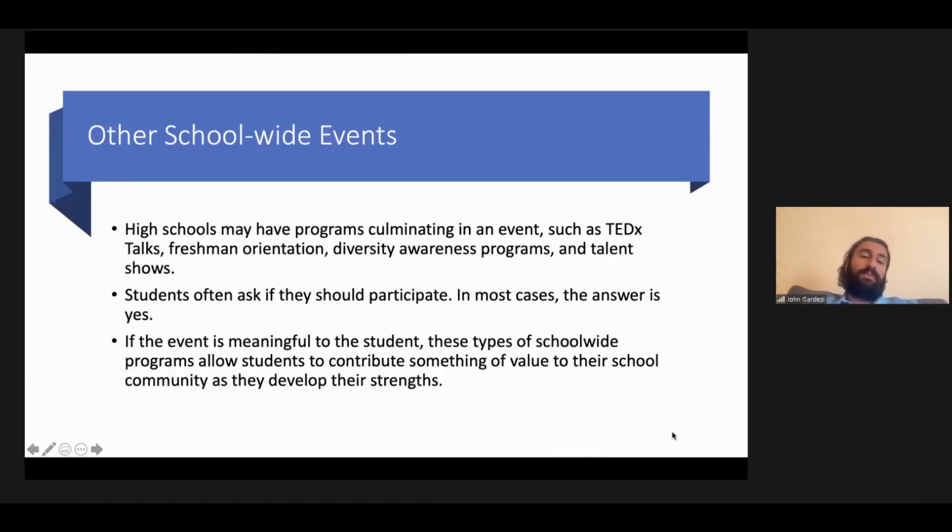And then there are also other school-wide events that you could get involved in. Many schools have programs that culminate in an event, such as a TED Talk, freshman orientation, diversity awareness programs, and talent shows. In most cases, if you have an opportunity to participate, these are great. And if the event is meaningful to a student, these types of programs allow you to contribute something of value to your school community, as well as build on your strengths. So I would say go for school-wide events where you can.